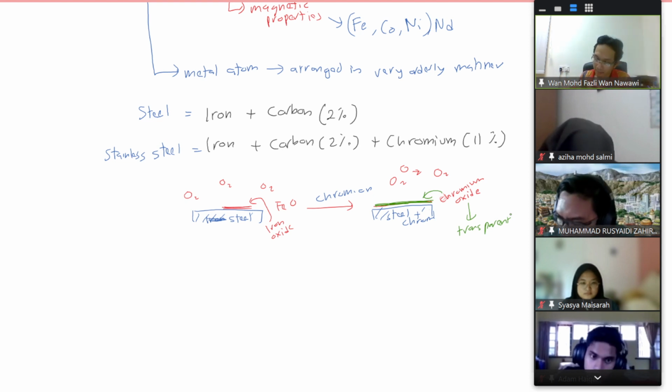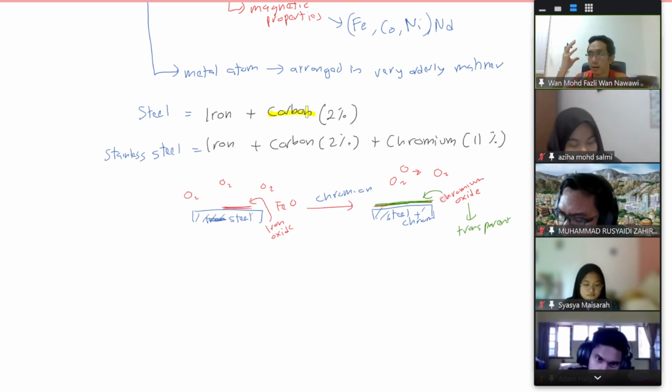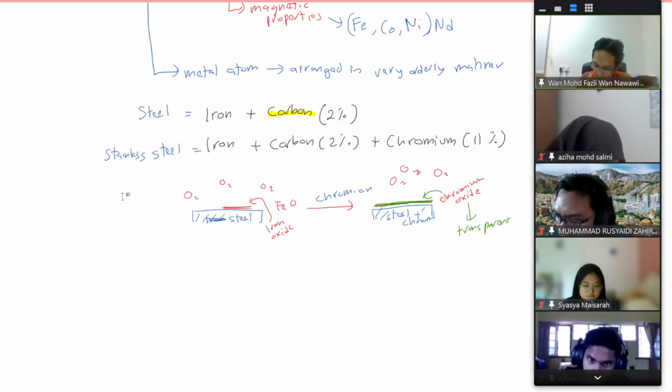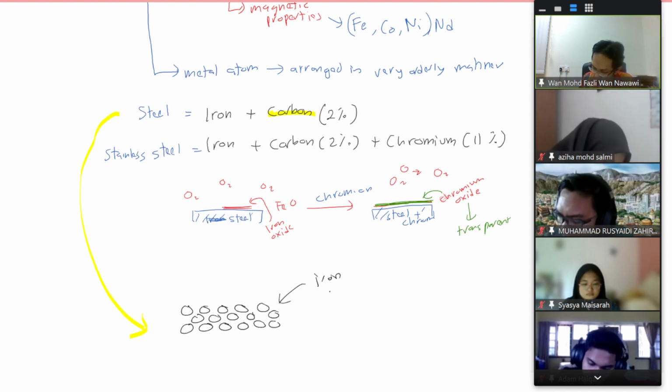Okay, let's talk about carbon. Why do they put carbon? This has something to do with the nature of the iron atoms. Let me put it here. Let's say this is an example of the iron atom, this black one. Let's say this is the iron atom.